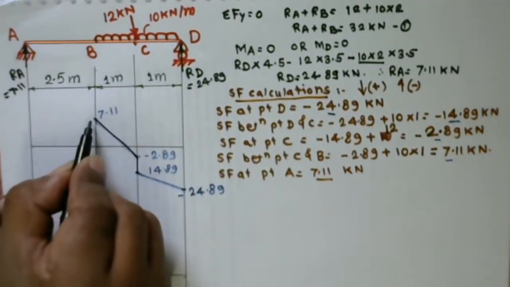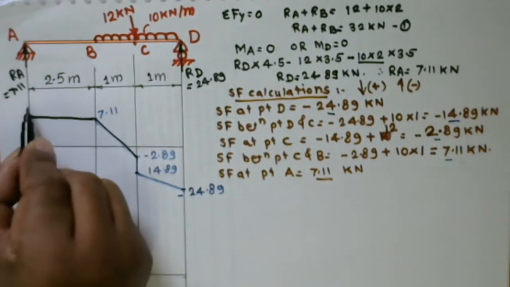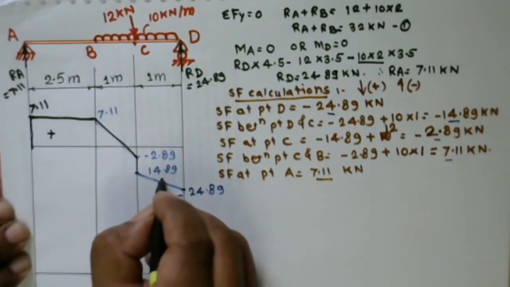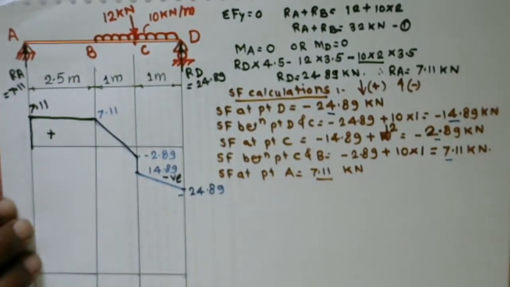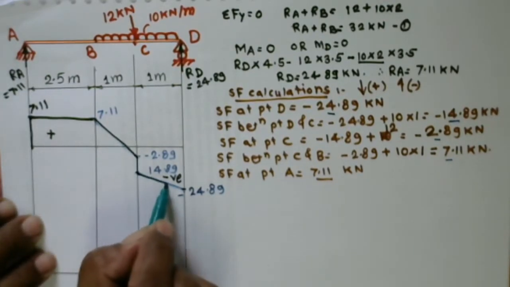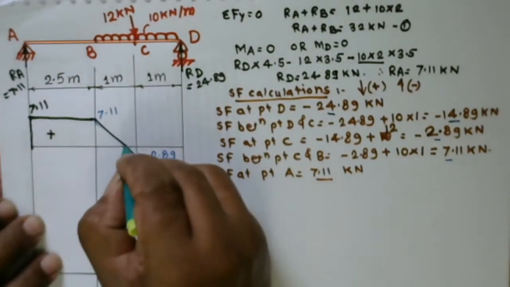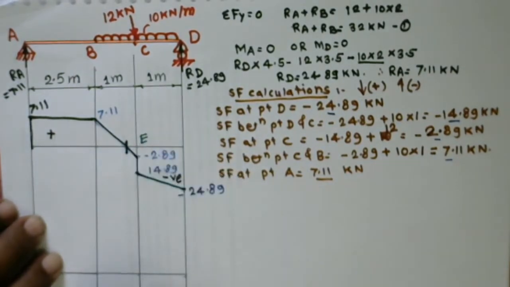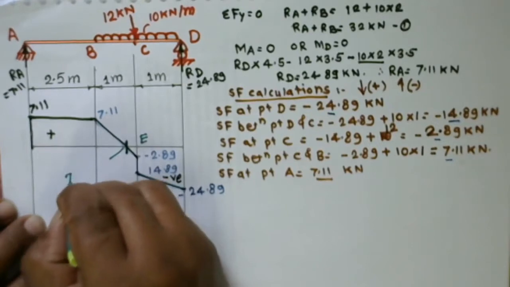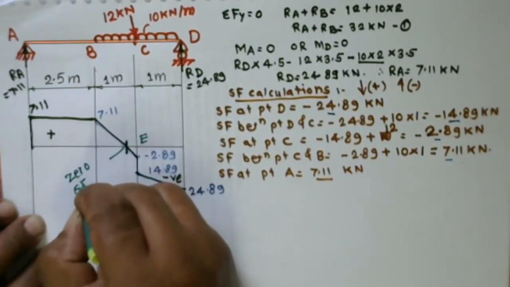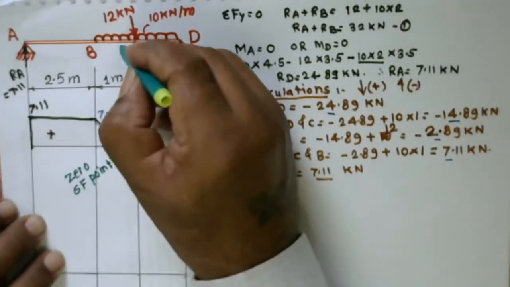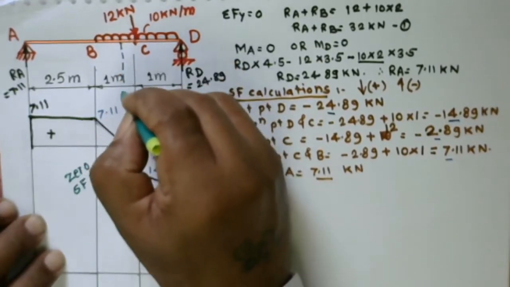Between points B and A there is no load, so a horizontal line will be there, and obviously at point A again it is 7.11. So this part of the diagram is positive, this part is negative. In this way that completes our shear force diagram. Now in this case the shear force diagram changes its sign. This point, I say, is E. This point is called the zero shear force point, which shows the maximum bending moment in the bending moment diagram.